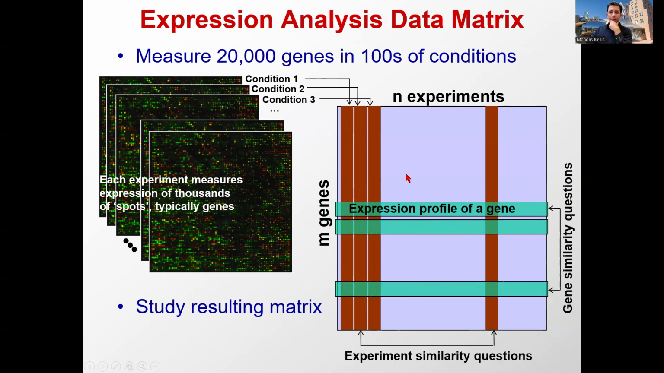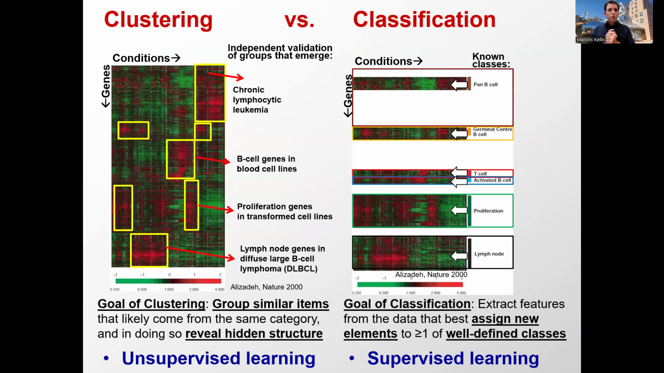We can ask how similar are two genes in their expression patterns, and how similar are two experiments in their expression patterns. Awesome. So now what's clustering, what's classification? Clustering is saying, I have this genes by conditions matrix, and I'm going to find common patterns. I'm going to find genes that behave similarly across conditions and conditions that behave similarly across genes. This is just about finding common structure.